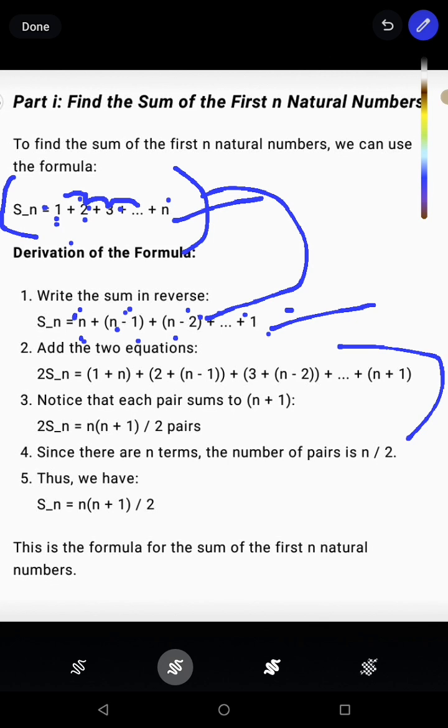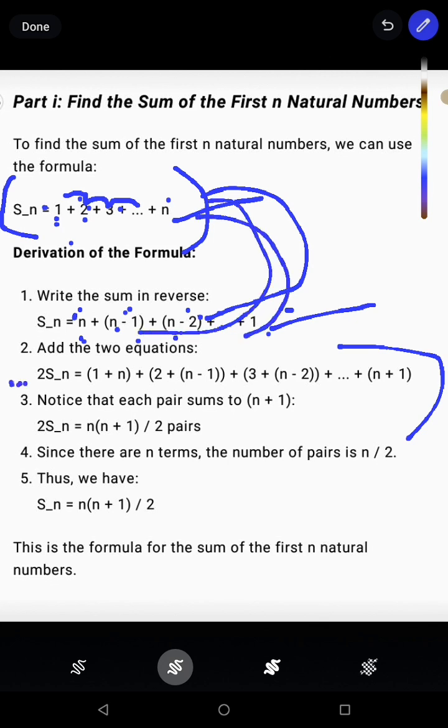So how many n plus 1 do we now have? The number of n plus 1 we have depends on the number of terms. If I have 2 terms, it will be 2 into bracket n plus 1. If I have 3 terms, it will be 3 into bracket n plus 1. If I have 4 terms, it will be 4 into bracket n plus 1. Don't forget we summed 2 series here. The 2 here shows us that we summed 2 series.